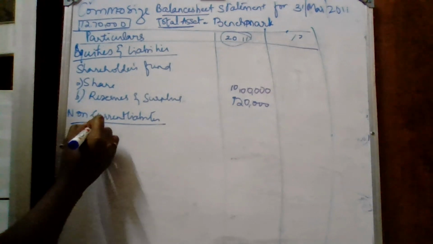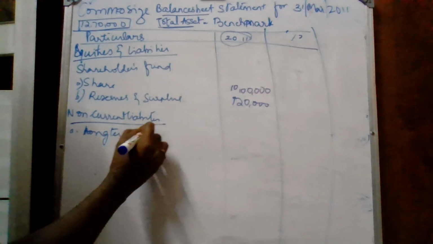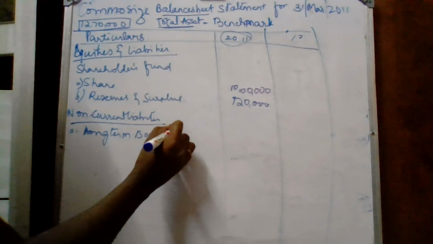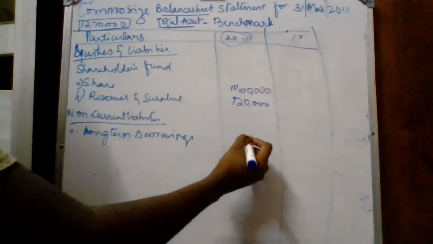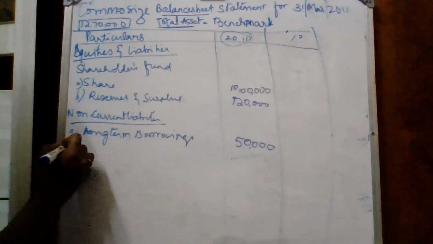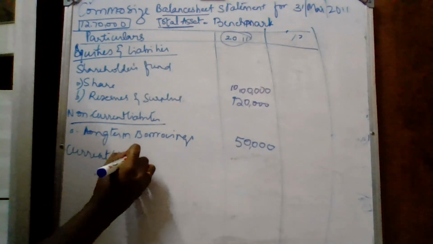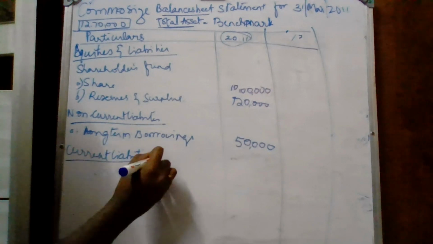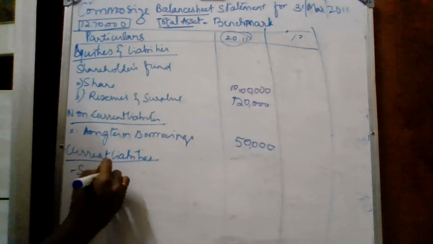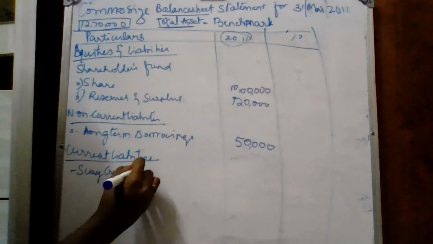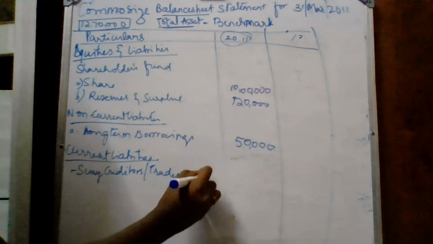Under non-current, it is classified as long-term borrowings. Long-term borrowings, both secured and unsecured, for 2011 was 50,000. And next, current liabilities. Under current liabilities, we have only sundry creditors, which is also known as trade payables. Here the amount was 1 lakh.